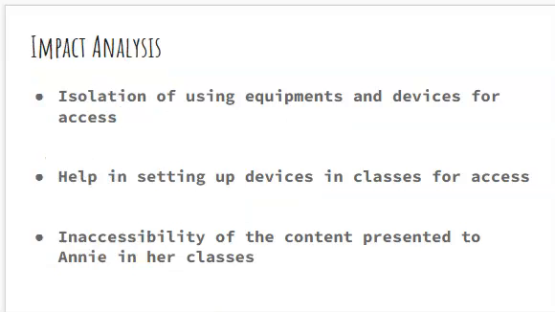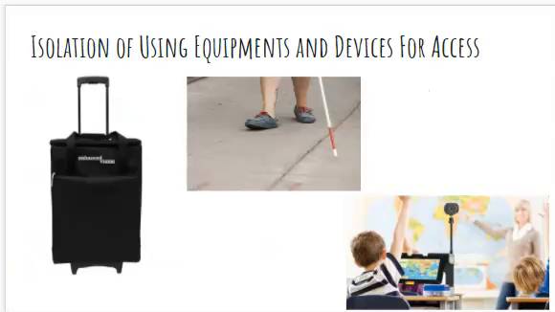So the challenges that Annie faced during the first 3 periods of her day can be broadly categorized into 3 main areas: isolation of using equipment and devices for access, help in setting up devices and classes for access, and inaccessibility of the content presented to Annie in her classes. First, the isolation of using equipment and devices for access.